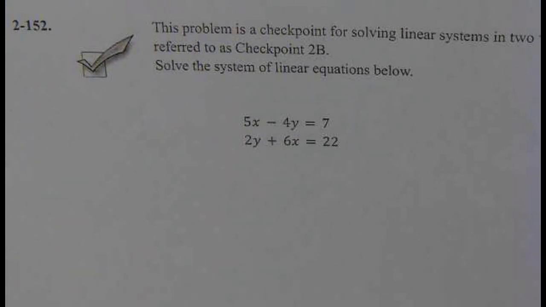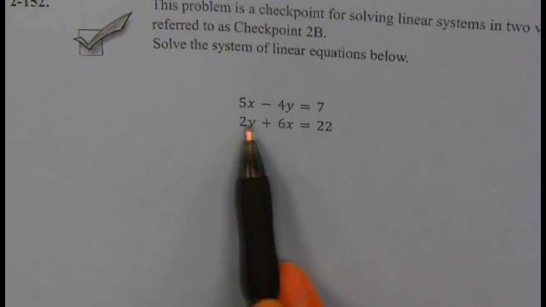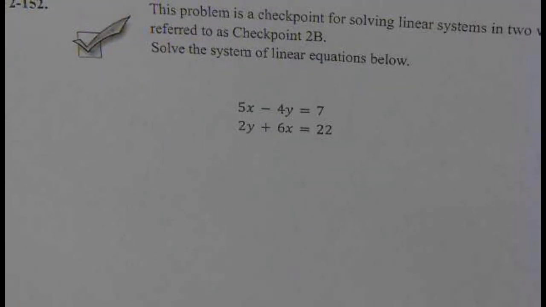5x minus 4y equals 7. So I'm doing the last problem on the homework right now. 5x minus 4y equals 7. 2y plus 6x equals 22. First things first. Should I use substitution or elimination on this problem? You can use either one. However, I would say, although if I divided this equation all by 2, then it would be nice. By the way, you could do that.